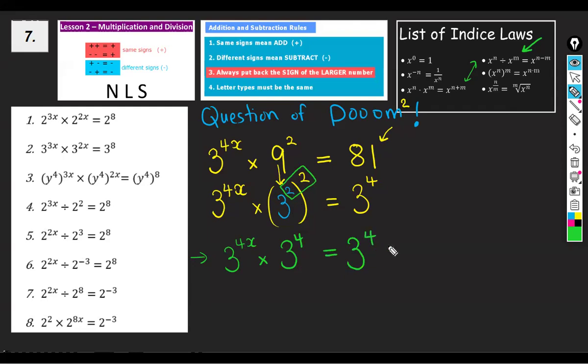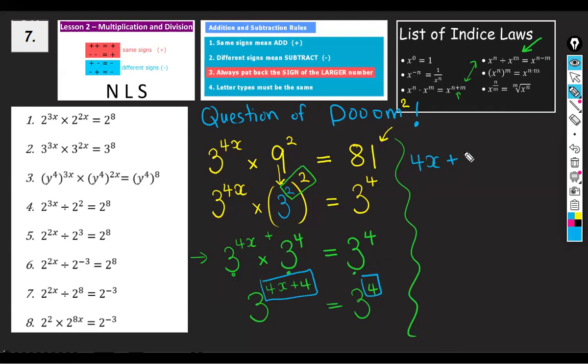How many people at least had up to there? Like you were able to get this expression. You notice everybody has a 3 as the base now. All the bases are the same. So that's good. We moved in the right direction. What does multiply mean to do with the powers? Add. So let's add the powers. 4x plus 4 is equal to 3 to the power 4. Right? We can equate the powers now. So we get 4x plus 4 is equal to 4. We just have to solve for x now.